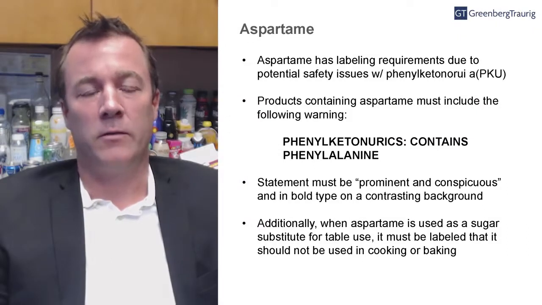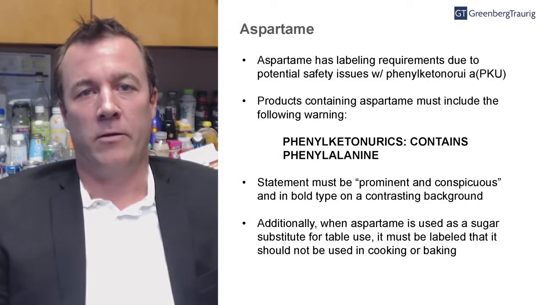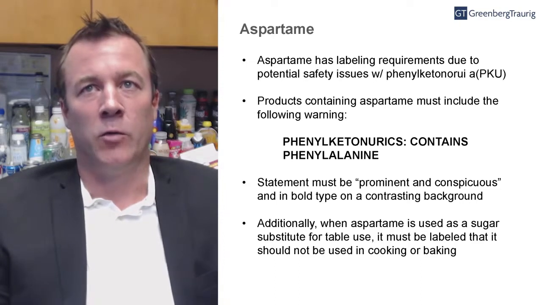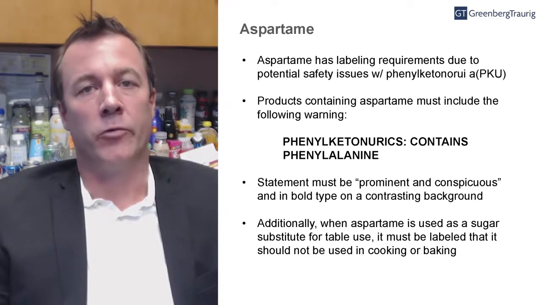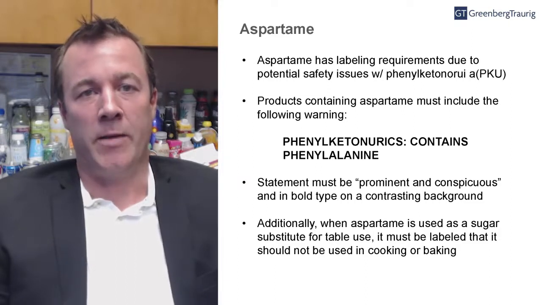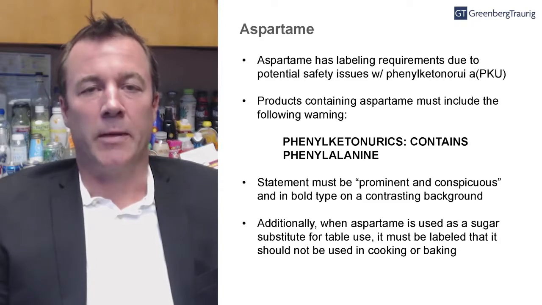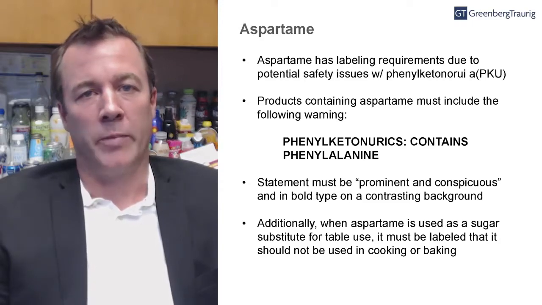Aspartame is an example of one of those sweeteners that has a standard of identity that includes some warning requirements. Aspartame has these warning requirements due to potential safety issues with PKU, also known as phenylketonuria. Products containing aspartame must include the following warning in capital bold letters: PHENYLKETONURICS: CONTAINS PHENYLALANINE. This statement must be prominent and conspicuous and in bold type on a contrasting background. Additionally, when aspartame is used as a sugar substitute for table use, it must be labeled that it should not be used for cooking or baking.